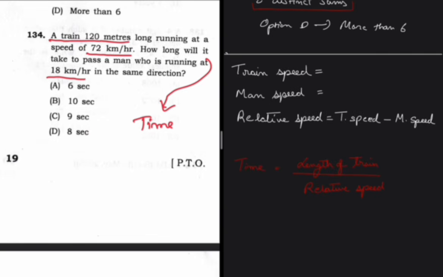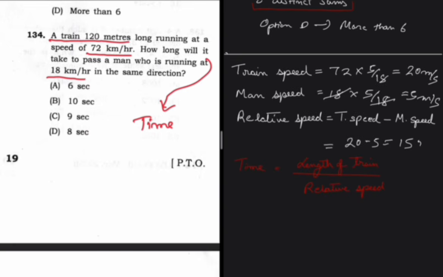First, the train speed is 72. It is given in kilometer per hour, so we'll convert to meter per second. You multiply this by 5 by 18 and we get the answer to be 20 meter per second. Similarly, the man's speed is 18. We will multiply by 5 by 18, 18 and 18 will be cancelled and we get 5 meter per second. Now the relative speed between the train and the man is 20 minus 5, that is 15 meter per second.